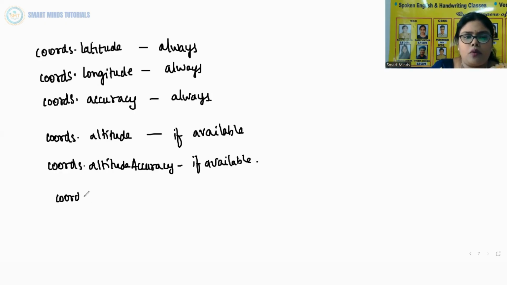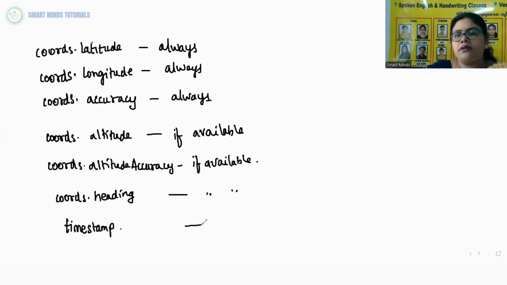Then you have coords.heading. It returns the heading as degrees clockwise from north, and this is also returned if available. Then the last one is timestamp. Timestamp returns the date and time of the response. This is also returned if available.